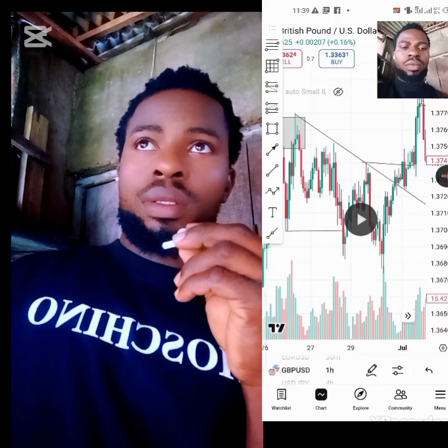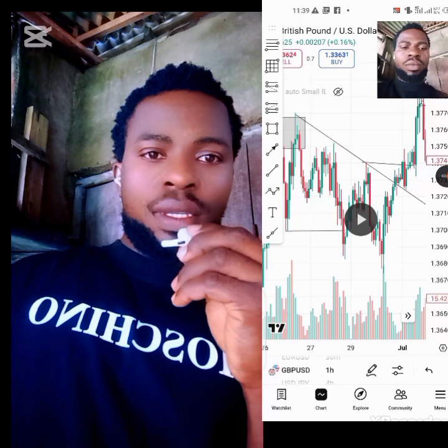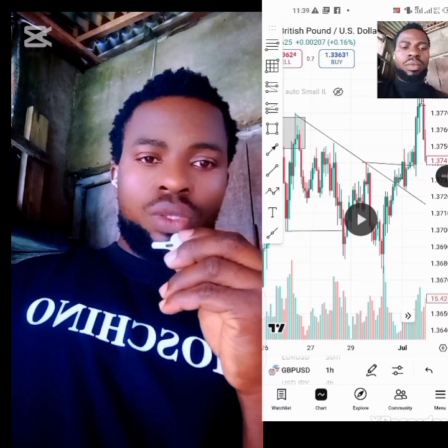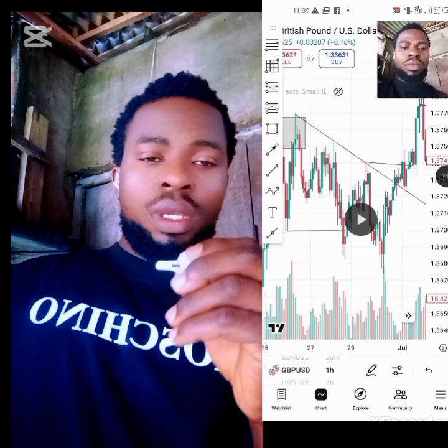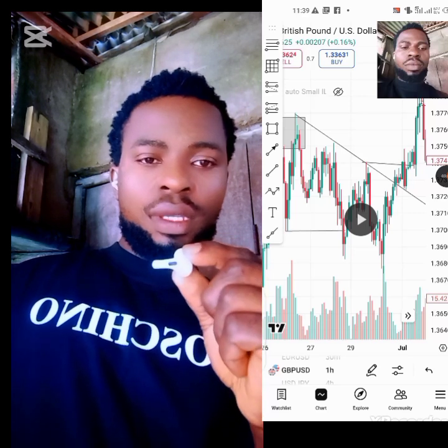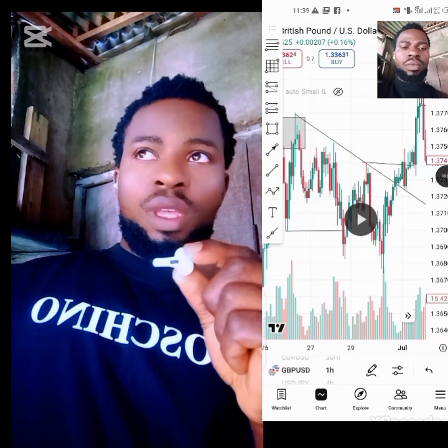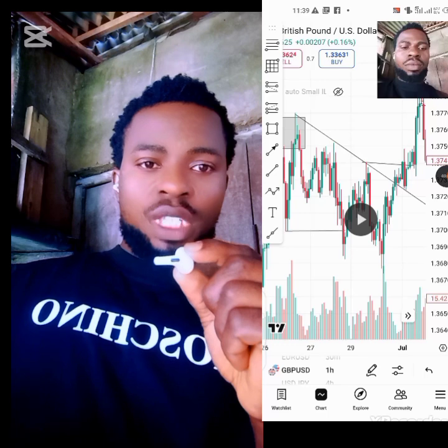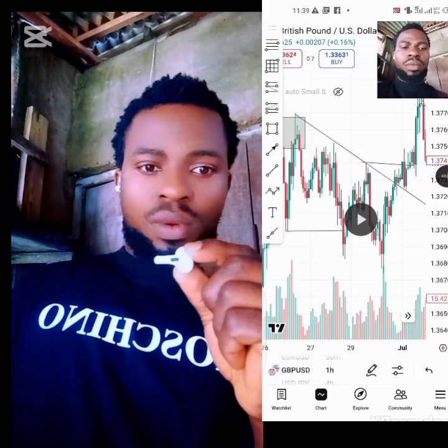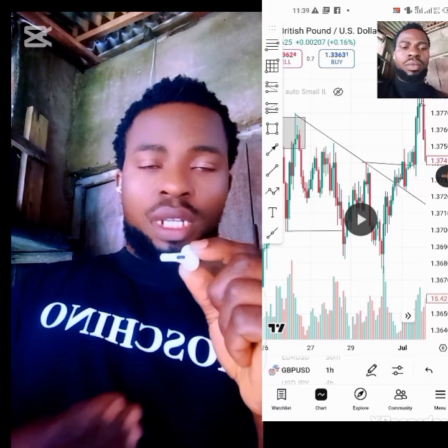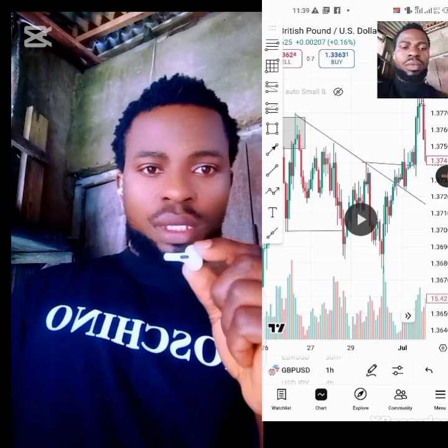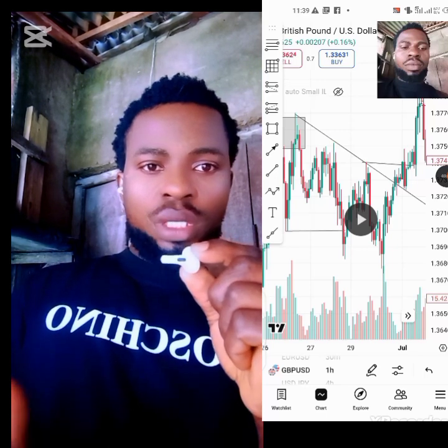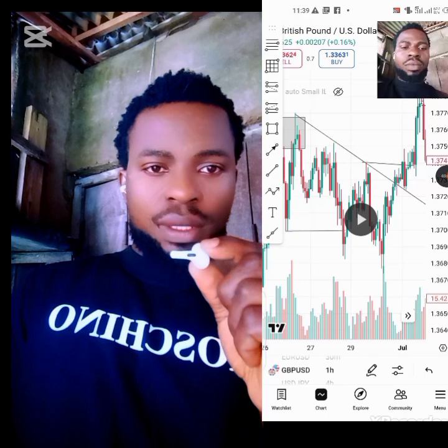Hello guys, so they say don't fight a trend and it's true. As a trader, your first mission is to identify the side that the trend is moving, if it is buying or selling. What do I mean by buying? When the trade is buying, it is going an uptrend. Then when the trade is selling, it is simply going downtrend.